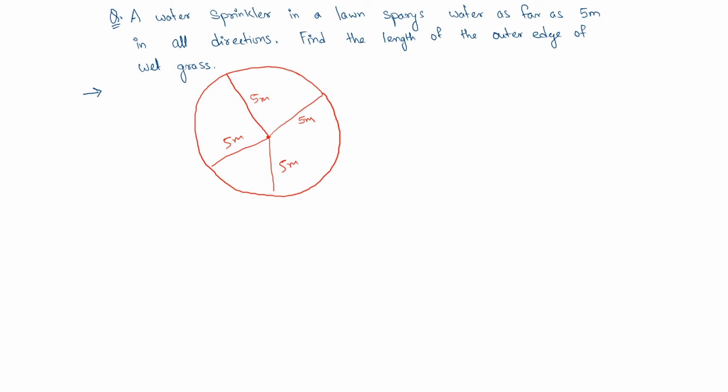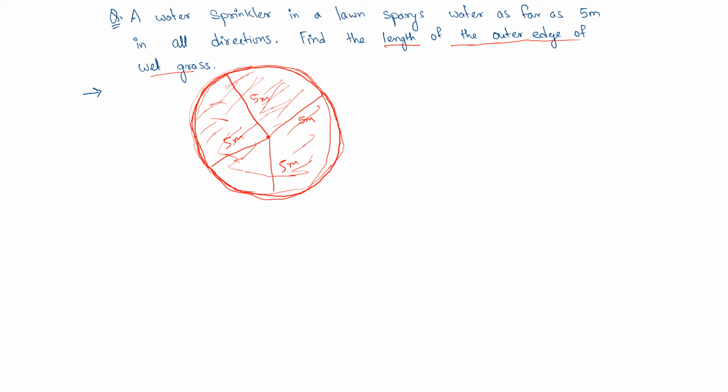So they have asked you to find the length of the outer edge of the wet grass. All the grass will be wet, so they have asked what will be the length of the outer edge of the wet grass. So this is the length of the outer edge of the wet grass. That means indirectly they are asking you the circumference of this circle. This circumference will give you the length of the outer edge of the wet grass, because inside it all the grass is wet, and this is the last boundary of the wet grass.